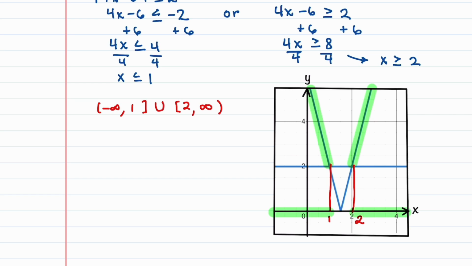I hope that you now feel more comfortable solving absolute value inequalities. Remember, if you have a less than, you're going to solve an inequality that has 3 parts to it, and the linear function is in the middle. And then if you have a greater than, you're going to have 2 different inequalities, and they're going to be connected by the word or.